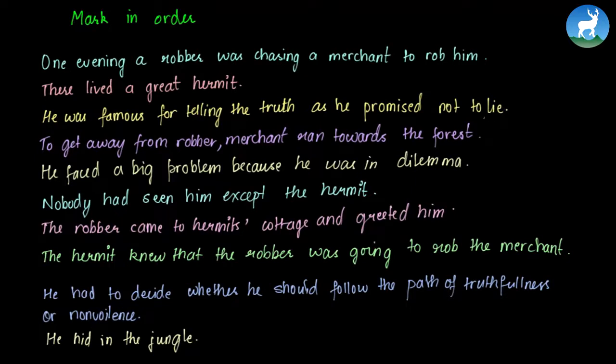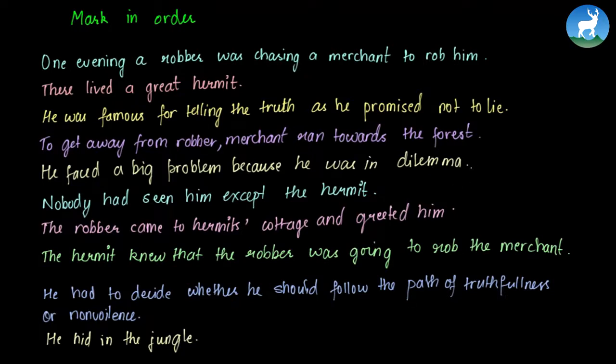So this must come after the introduction to hermit, because this line introduces the hermit. Next, to get away from the robber, the merchant ran towards the forest. So this comes in between the storyline. He faced a big problem because he was in a dilemma. So this is towards the end of the story, where the hermit is in a problem because he was in a dilemma whether to choose truthfulness or non-violence.